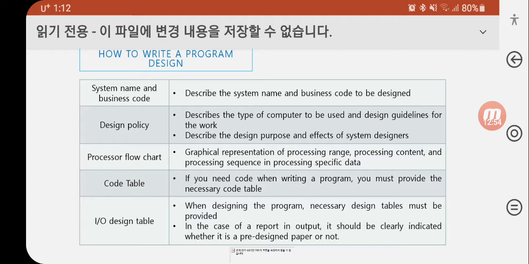Processor flow chart is a graphical representation of processing range, processing content, and processing sequence in processing specific data. If you need code when writing a program, you must provide the necessary code table. And when designing the program, necessary design table must be provided. In the case of a report in output, it should be clearly indicated whether it is a pre-designed paper or not.